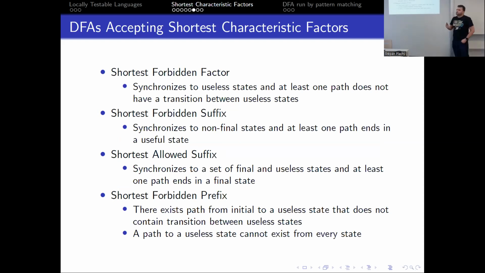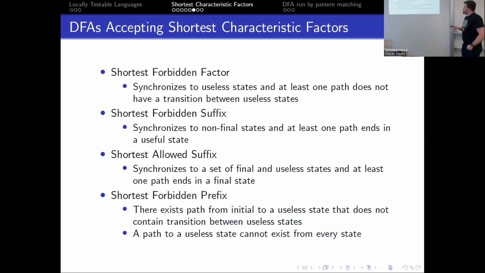How will this approach look like? We are gonna basically make a construction that will find some shortest synchronizing strings to a certain set with some additional properties. So for example, the shortest forbidden factor should be some synchronizing string that will synchronize to the set of useless states. So reading the string should always reach a useless state. Now, in order for this factor to be the shortest, there has to be at least one path that is gonna reach a useless state only at its end.